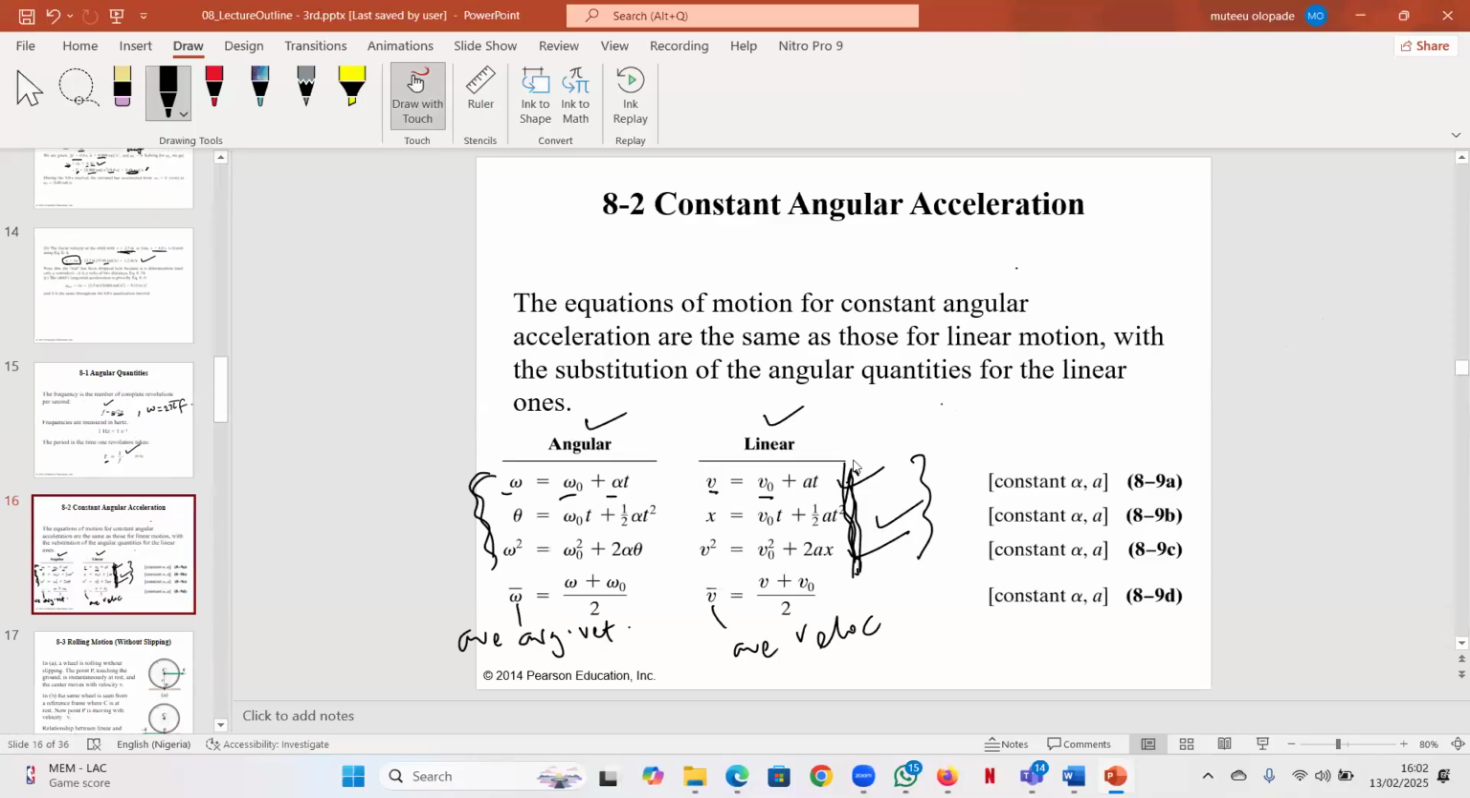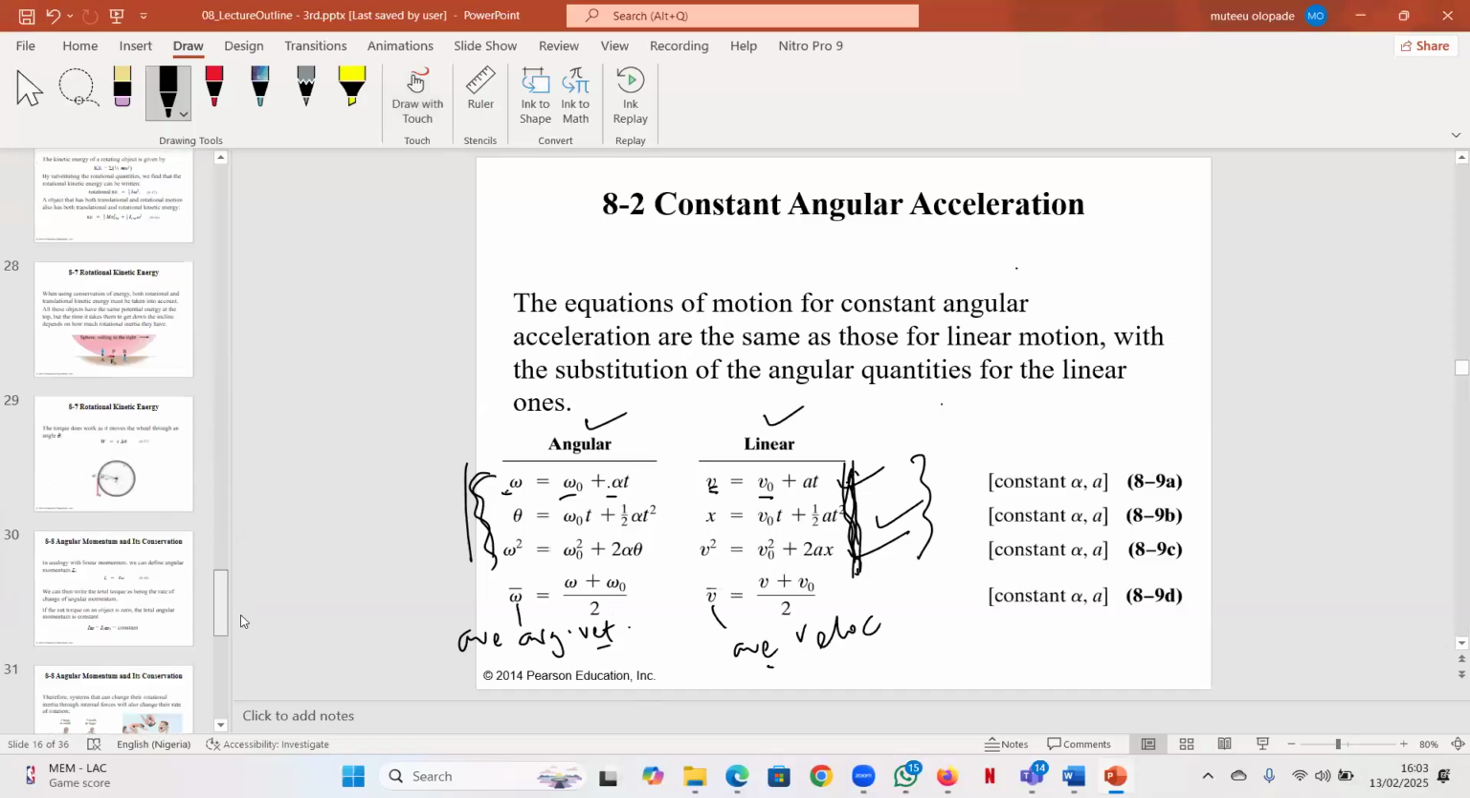Can you see for linear motion and angular motion, they are related. Where you have the speed, you relate with omega. Where you have acceleration, you replace with alpha. And this is what you have. These are average velocity for the angular, and this is for the linear. That's what you have there.